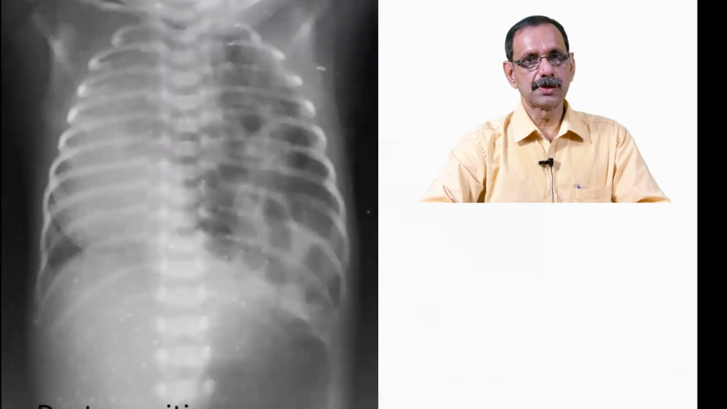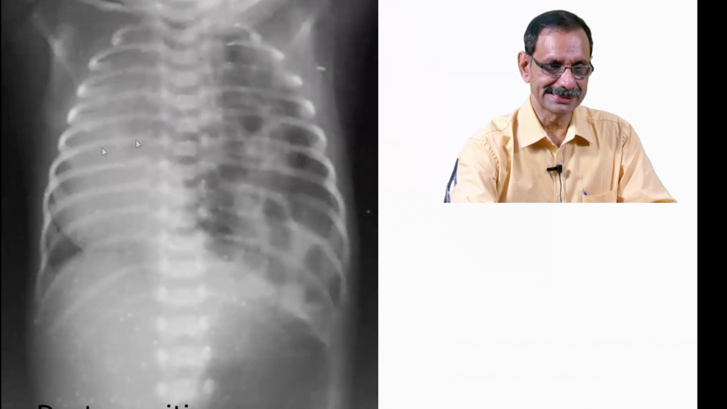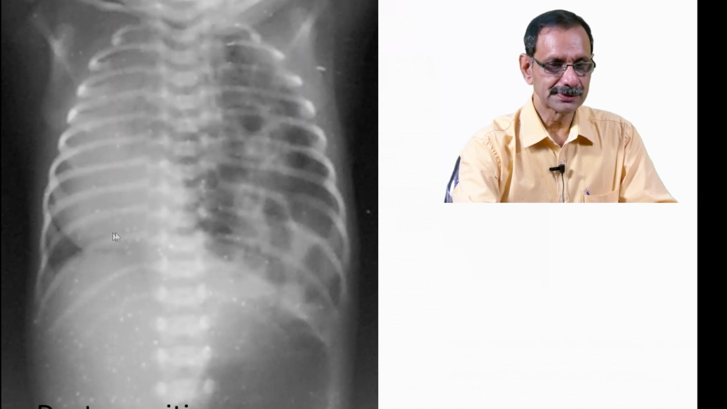Now this is the so-called dextroposition. See, the whole field is filled with intestine. It is a diaphragmatic hernia. So naturally it is pushing the heart to the other side. And see, this side of the heart looks more like the right border of the heart rather than the left border. So this is dextroposition. This is not true dextrocardia.